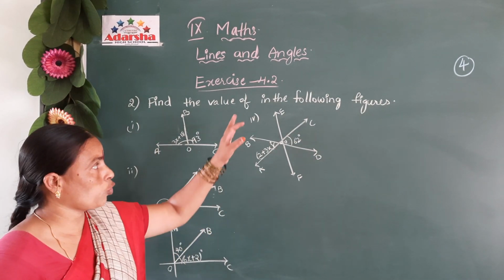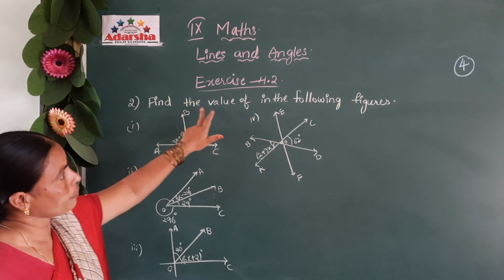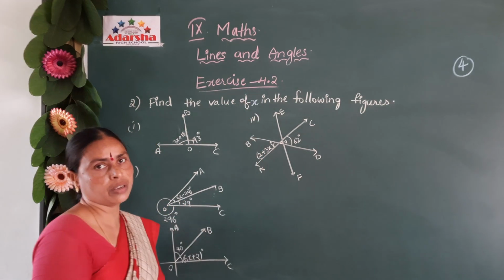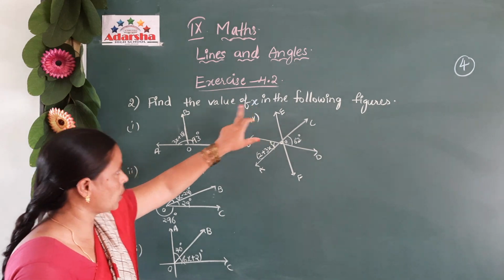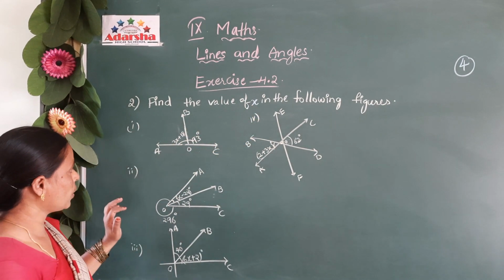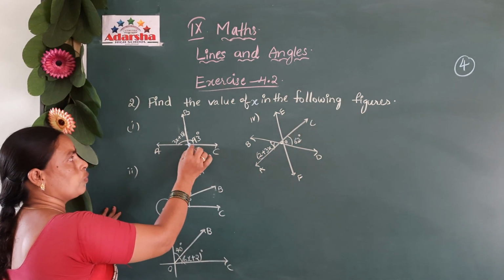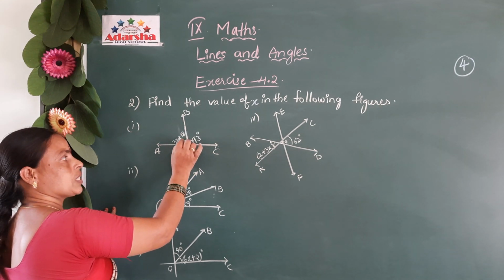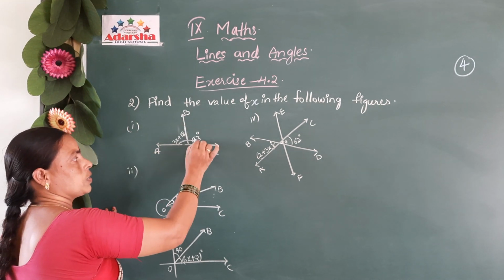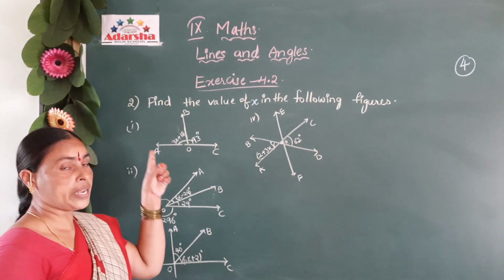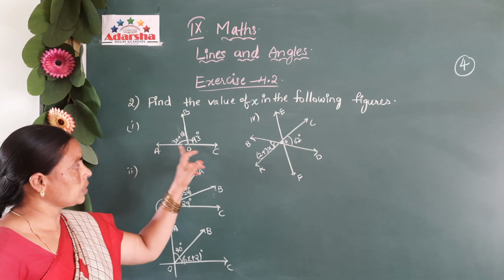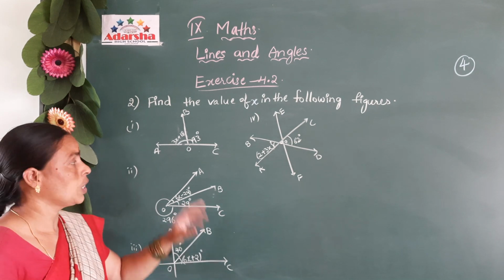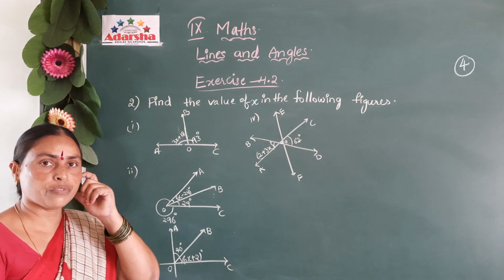Children, from exercise 4.2, our second question is find the value of x in the following figures. We have to find the value of x in all these four figures. The first figure: this is line AC, OB is a ray standing on it. Angle AOB is given as 3x plus 18 degrees, angle BOC is given as 93 degrees. By using the linear pair of angles axiom, AC is a line, OB is the ray standing on it, so the sum of these two angles is equal to 180 degrees. By using this, you have to find the value of x.